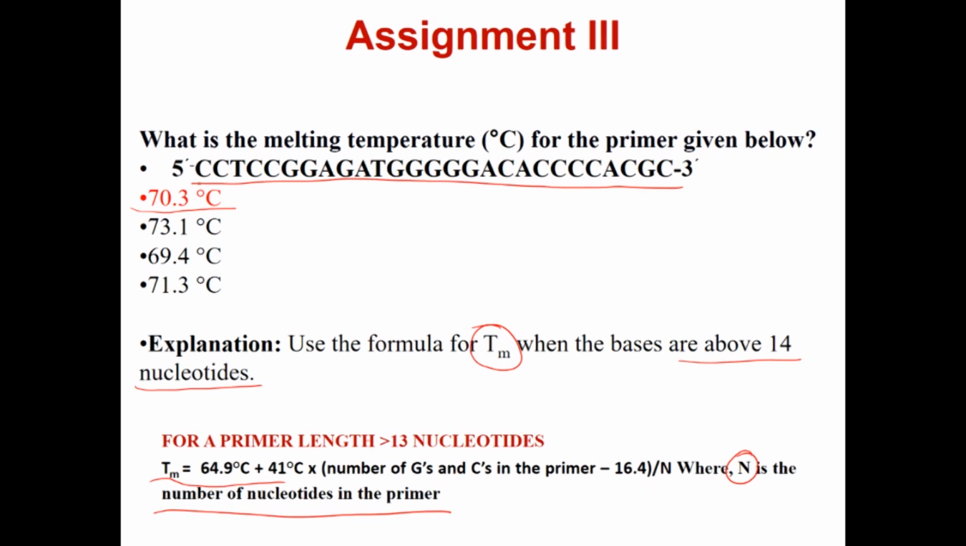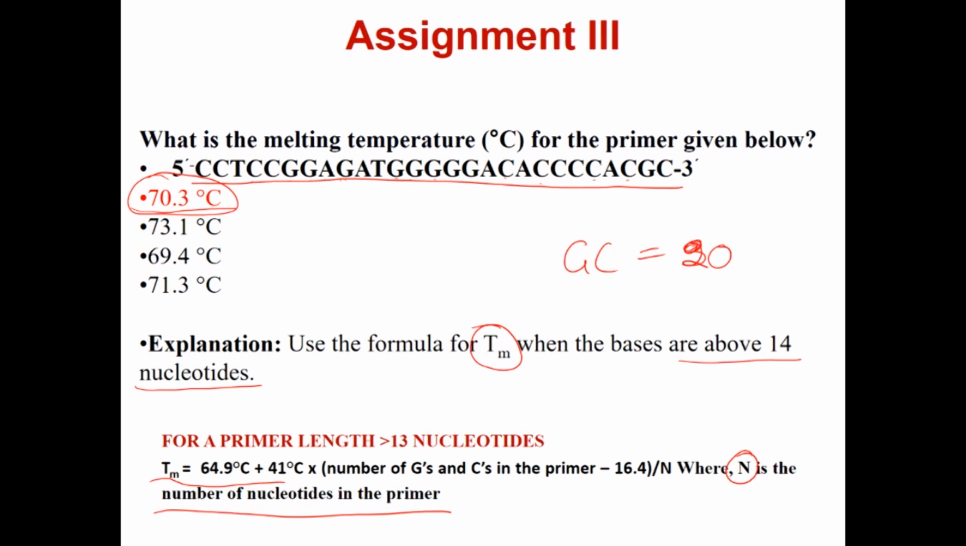So, if you count 1, 2, 3, 4, 5, 6, 7, 8, 9, 10, 11, 12, 13, 14, 15, 16, 17, 18, 19, 20. So the number of G and C in this particular fragment is 20, and if you see this whole sequence, you can count the whole sequence also, and that will give you the information about the melting temperature, which is going to be 70.3.